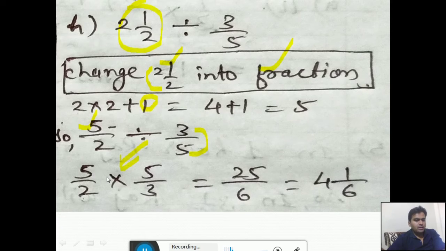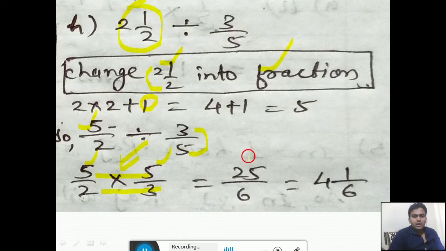Now here don't try to cut this 5 and this 5 because both are in the numerator. You cannot cut these two. If one of the 5s is in the numerator and the other in the denominator, then you can cut it, but right now both are in the numerator. So multiply numerator with numerator. So you will get 5 into 5 equal to 25 and 2 into 3 equals 6.